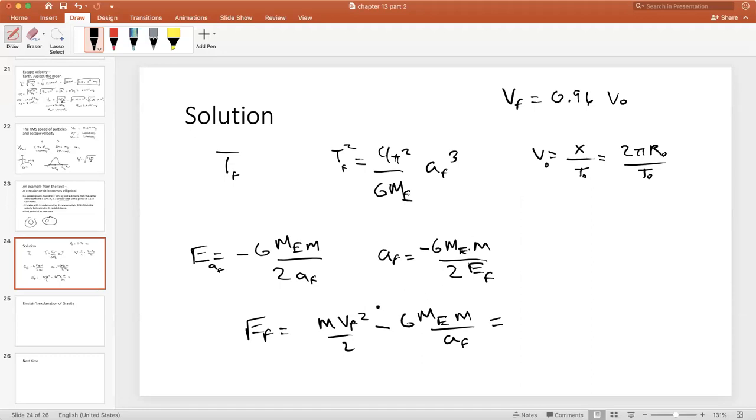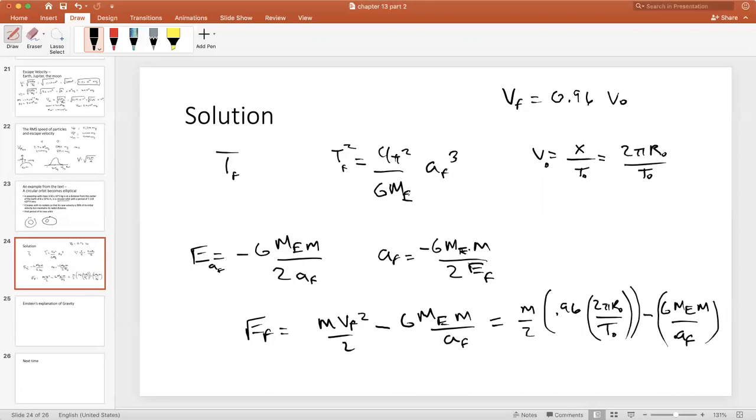So knowing that, let's plug that in here with the 0.96. We get that m over 2 is equal to 0.96 times 2 pi r initial over t initial, minus GM of the Earth times m over A final. And that energy is what I'm going to tuck in here.